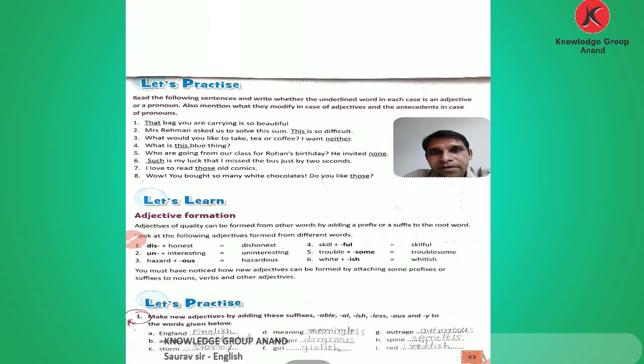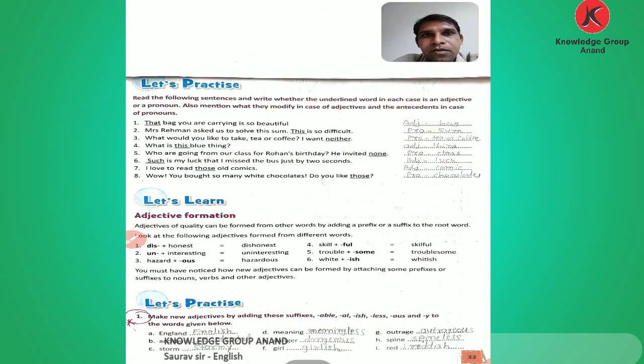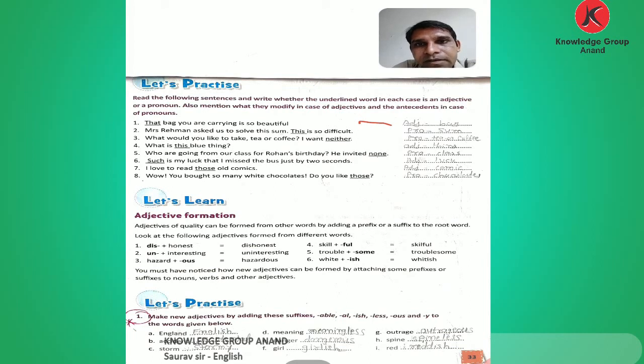Then the last word, fault. Fault is given, adding only Y: faulty is the word, making the adjective by adding suffixes. I think you know how to make adjectives by adding suffixes, and you already understand the difference between adjectives and pronouns. Here is the answer to this exercise. See, adjective: carrying what? Bag.